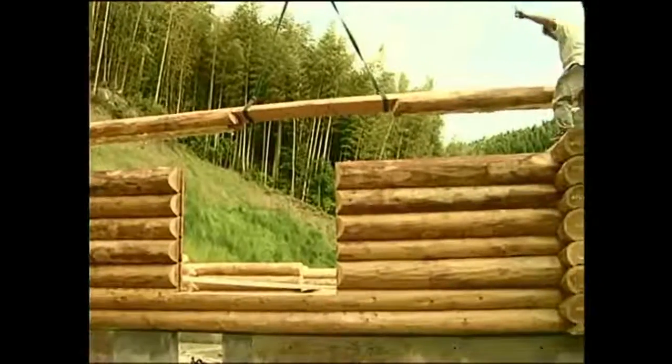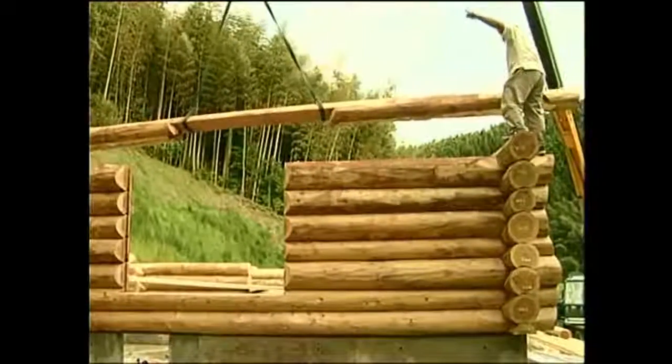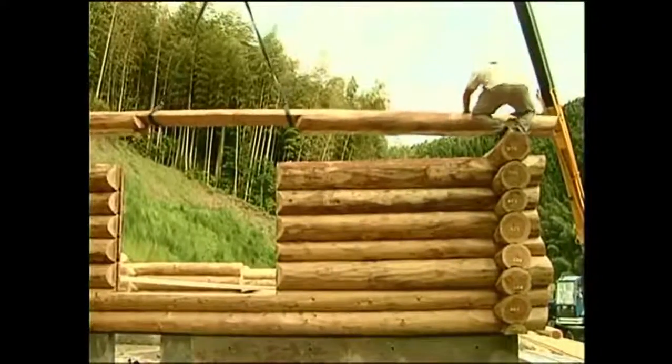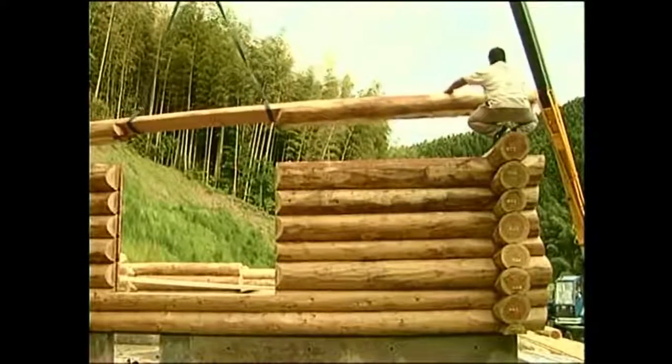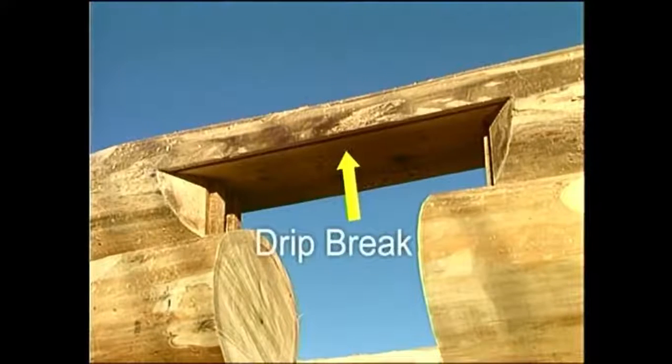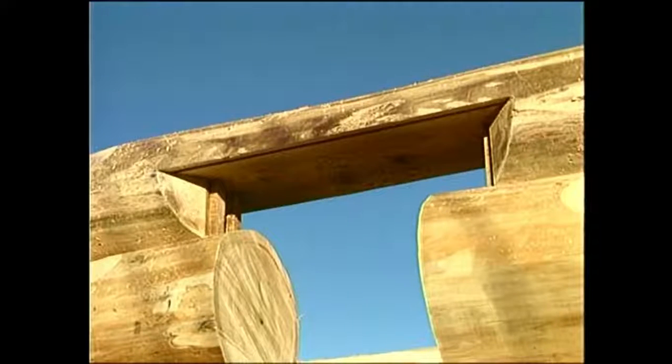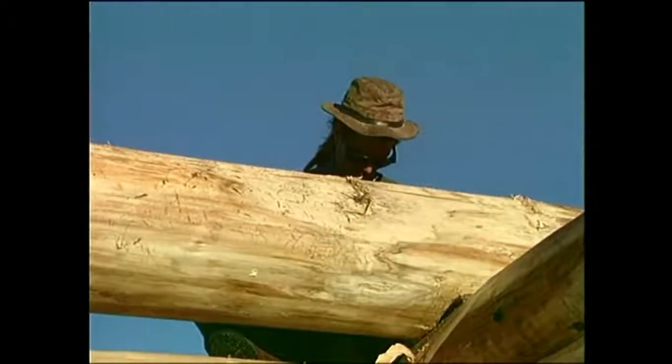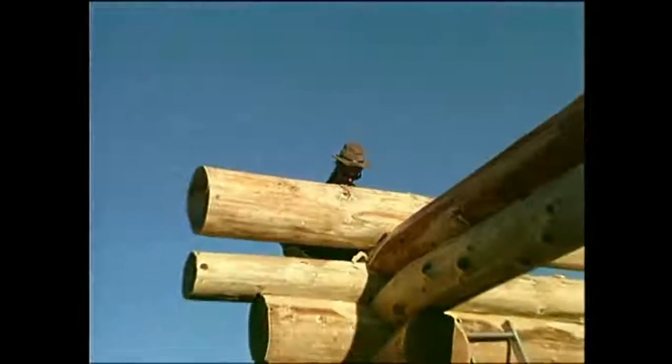Header log is the name given to the log that will have the cutout for the top of the windows and doors. Ideally, the flat cut for the top of the window or door should be a little below the midpoint of the log and at 2150 millimeters or 7 feet above the finished floor. Some compromise will often have to be accepted, but this is what you should aim for, and if you have good logs, it's quite attainable.